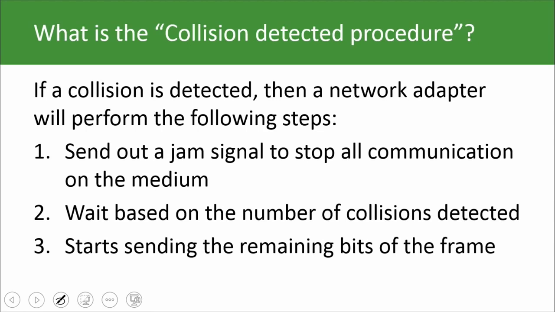What happens if there is a collision is sort of like in real life if two cars crash, right? You send out a jam signal and it stops all communication on the medium, so everything comes to a screeching halt. The devices are going to wait for a period of time that's dictated by the number of collisions that occurred, and then eventually, once the roads are clear, it's going to start sending the remaining bits of the frame out on the network.